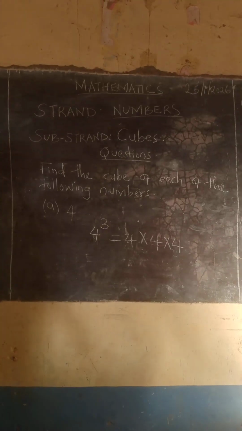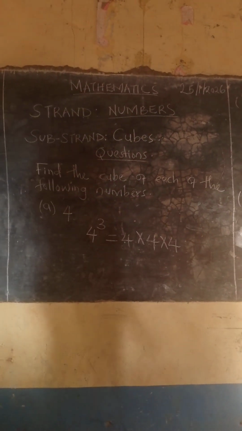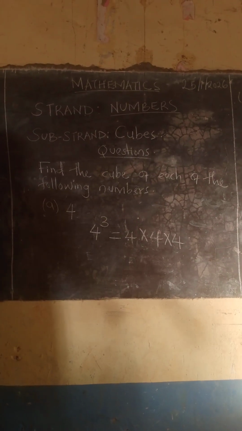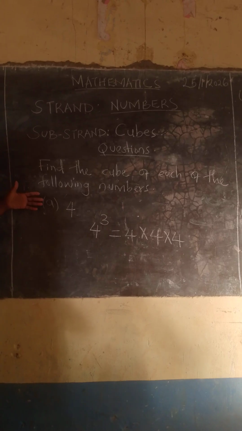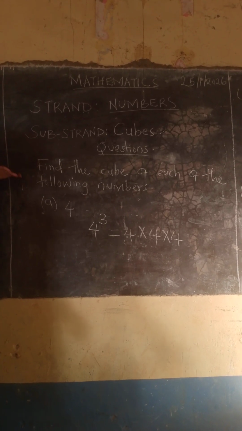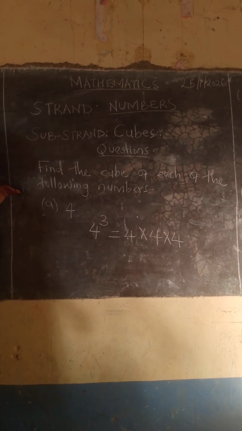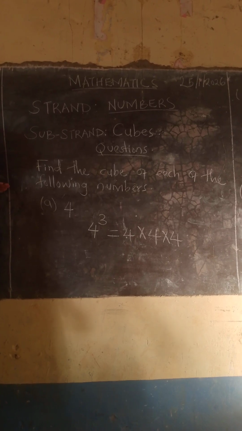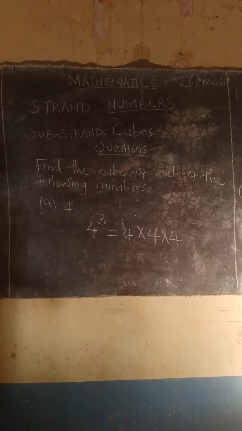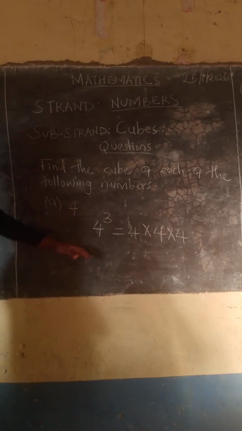You know, in the cubes we have 3 methods, and it will depend on the method that you are told to use. We have the first method, a cube by multiplication. We also have cubes of numbers by using the calculator, and we can also use the mathematical table. So it depends on the method that you are told to use. In my case, I'm using the multiplication method.